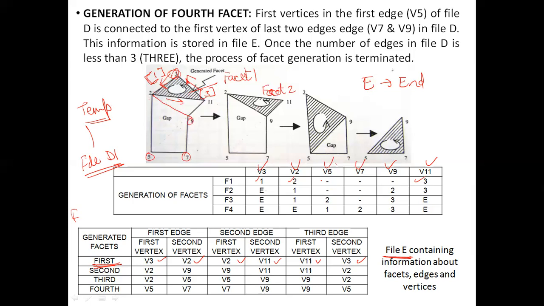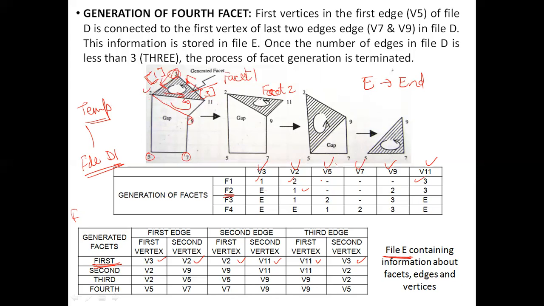This is my facet 2. Facet 2 is not going to use V3 because V3 has ended over here. I am using V2 as my first vertex. Now please remember the orientation. So this is the orientation, and this is the surface normal position.